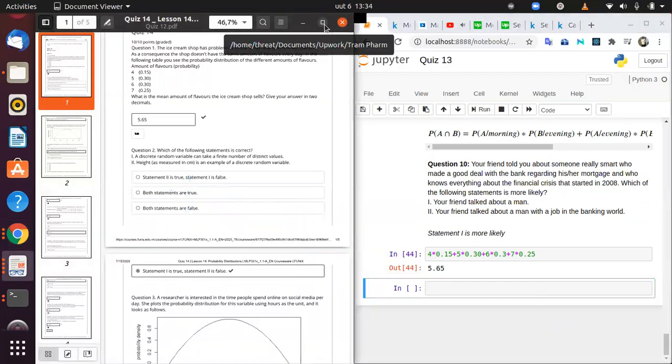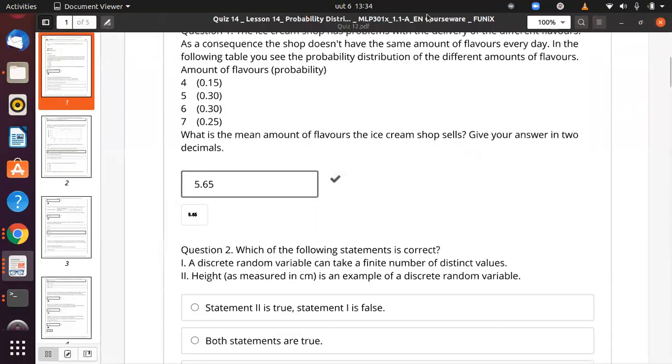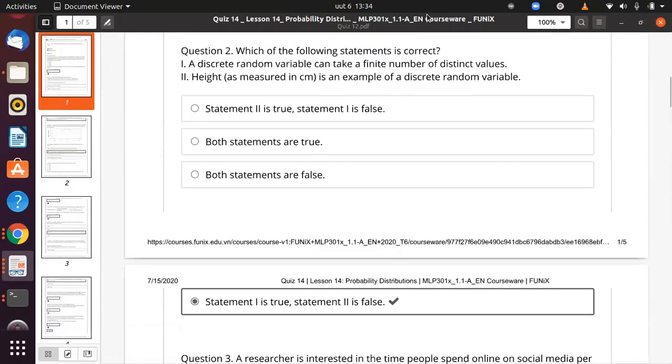Okay, let's go to the next question. Which of the following statements is correct? Statement 1: A discrete random variable can take a finite number of distinct values. Statement 2: Height, as measured in centimeters, is an example of a discrete random variable. Statement 2 is true, statement 1 is false. Both statements are true. Both statements are false. Statement 1 is true, statement 2 is false.